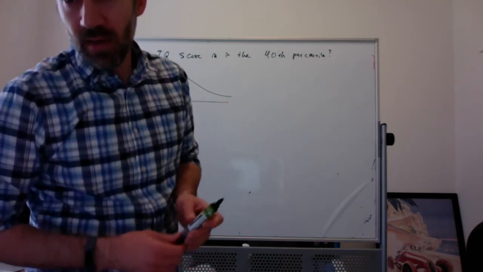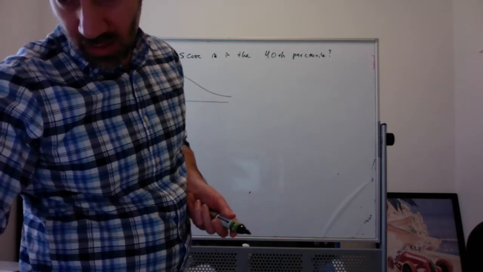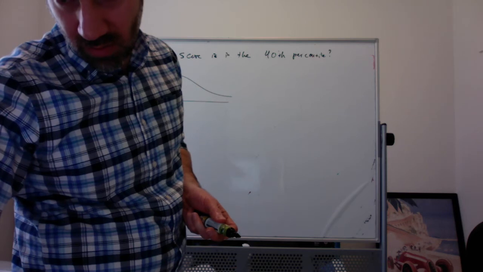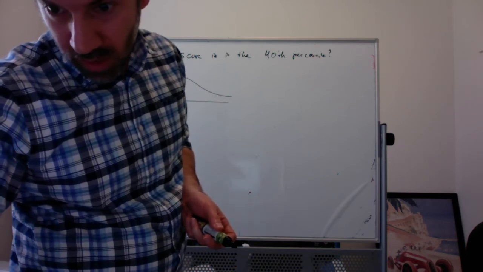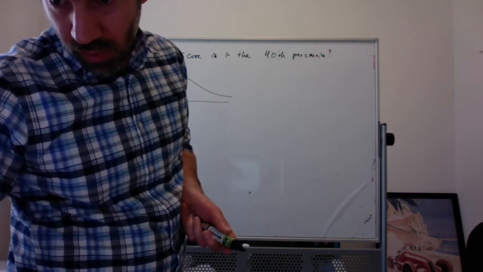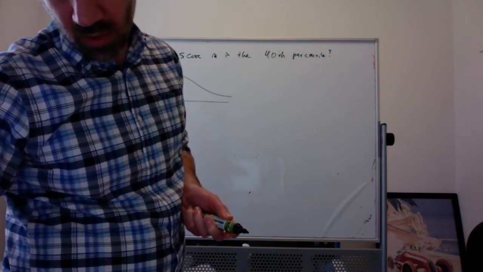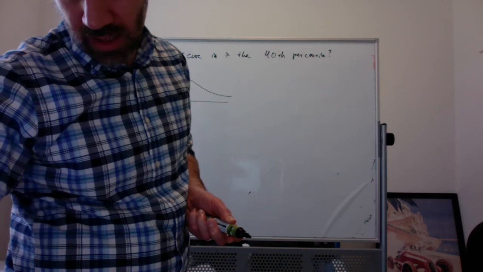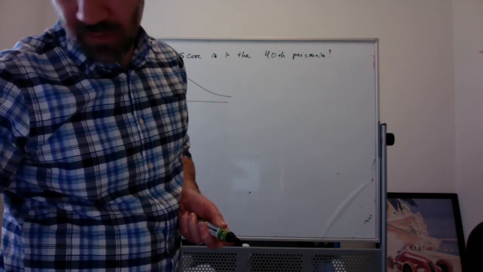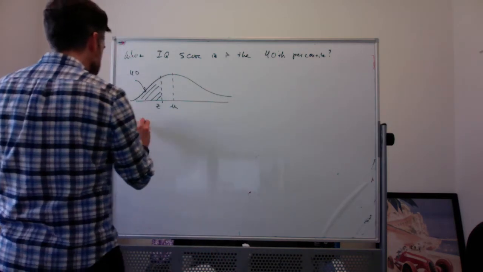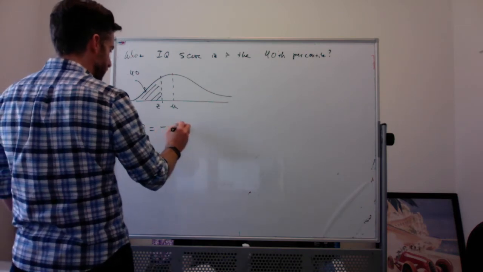I'm looking at my table, and I know this is kind of lame because you can't actually see what I'm doing. But in my table, I see the closest thing to 0.4000, which is still a little bit bigger, is 0.4013, which is at a Z-score of negative 0.25. So my Z-score is negative 0.25.